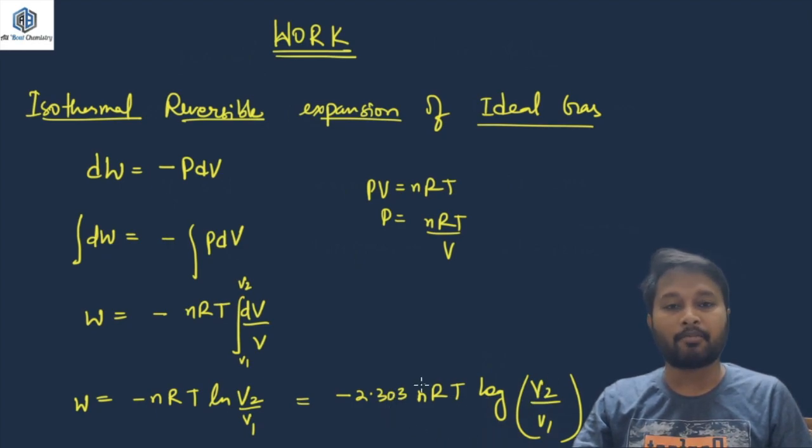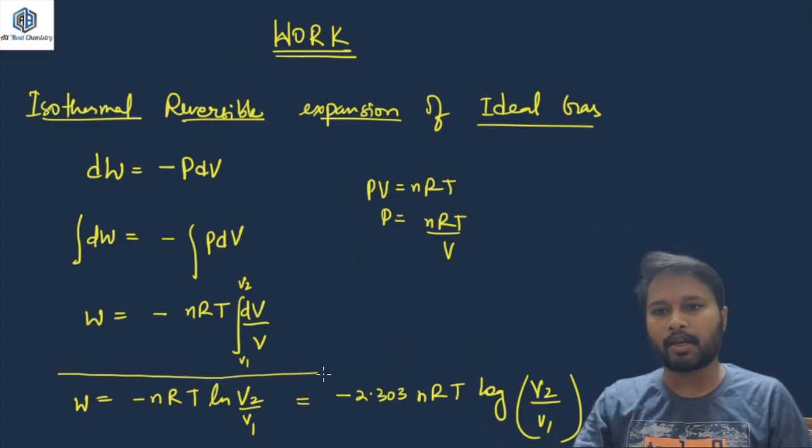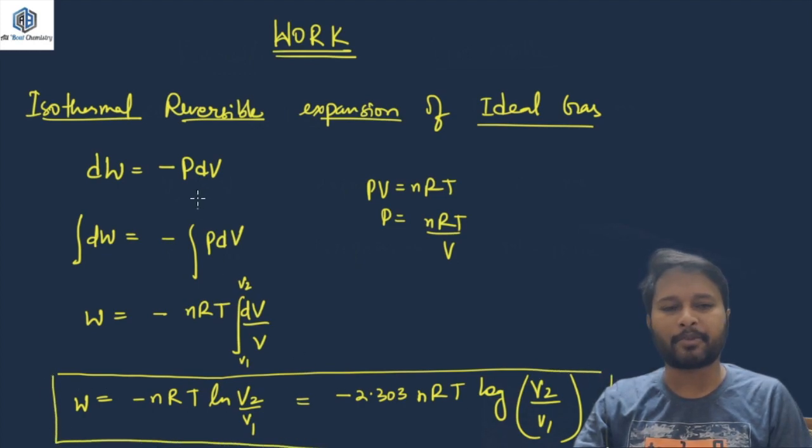All right. n is the number of moles, R is the gas constant, T is the temperature at which you are doing all these things. So this is the formula for work done in the isothermal reversible expansion of the gas. So that's how it is done. It's pretty simple, a pretty straightforward formula.